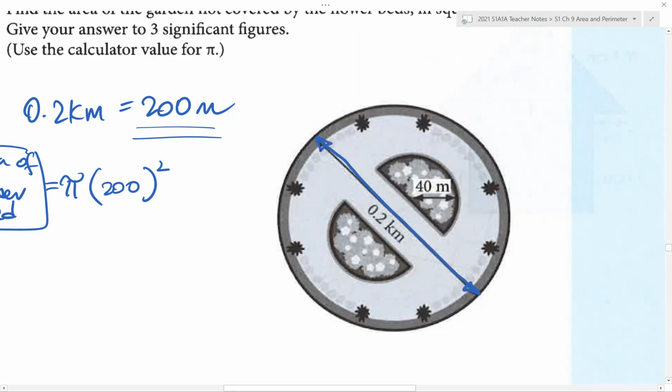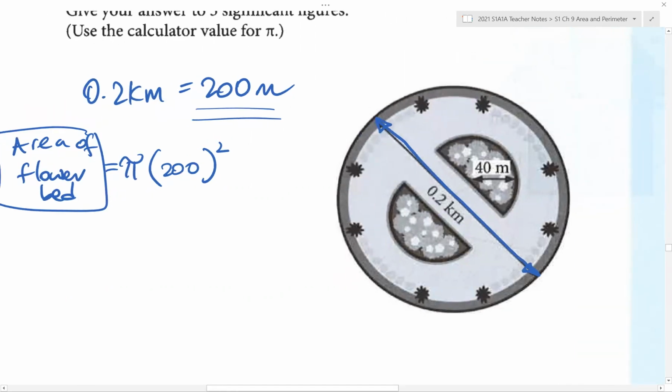So when you say you want to find the area of the flower bed, there are 2 flower beds. Do you want the area of one or combined? Combined. You want to combine them, is it? Okay, so you want to find this and this at the same time. So are you putting 2 semicircles together to become 1 circle? Okay, so you want to find the area of a circle, yes? What is the formula for area of a circle again?